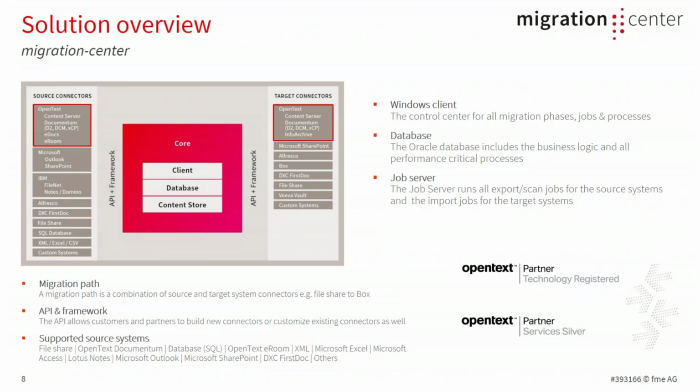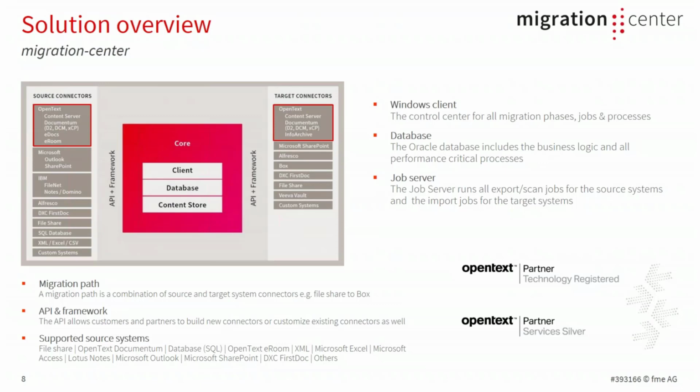On the left-hand side, we have what we call scanners. Here we have one for every OpenText system: Content Server, Documentum, D2, DCM, XCP, but also other ones like eRoom and OpenText eDocs. For Microsoft, we support Outlook and SharePoint, SharePoint 365, on-premise or off-premise, as well as IBM FileNet, Notes, Alfresco, and some others. For the target connectors, we support the big vendors as well, like OpenText, the whole stack, Microsoft, SharePoint, Alfresco, Box, FileShare, Veeva Vault, and Firestock.